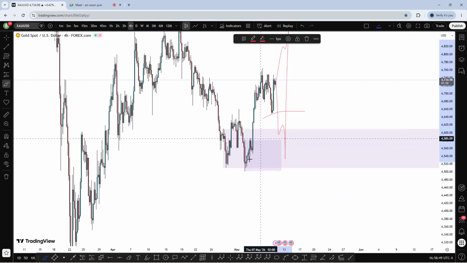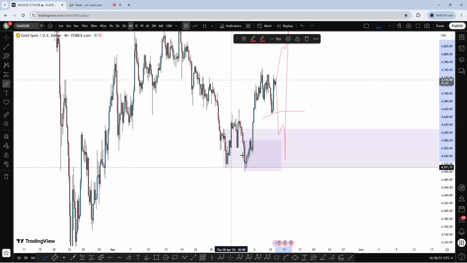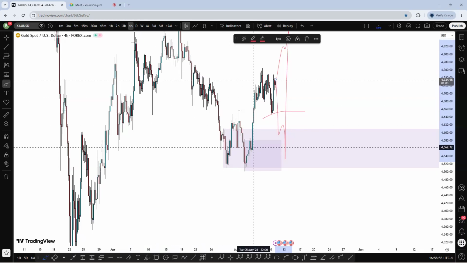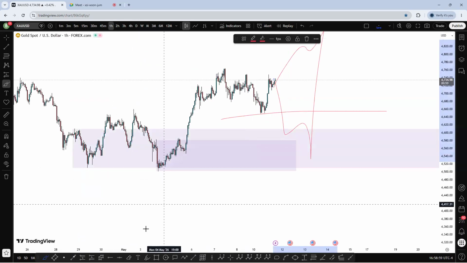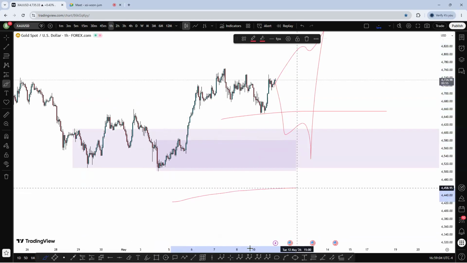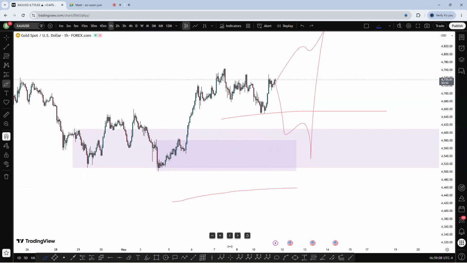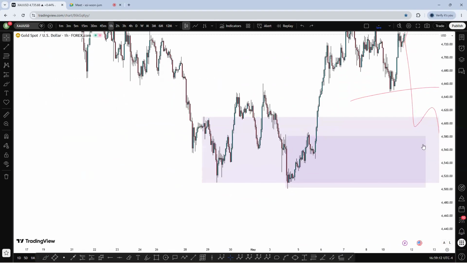So if it doesn't test it, it's okay. But if you are buying, remember these are big moves. You can still use 1 hour to try to find the zones. Okay? You can still use 1 hour to find the zones.